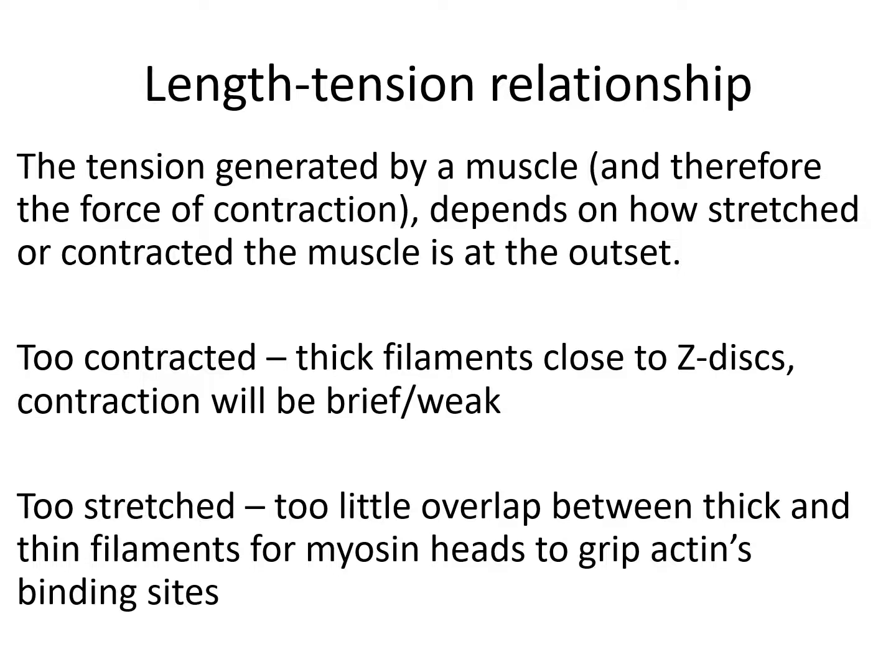So if a muscle is too contracted, that means that its thick filaments are already very close to the Z discs, which are those boundaries of an individual sarcomere. The contraction is going to be brief and weak. So you can only contract a muscle so much. If you are trying to contract a muscle more, there are physiological limitations to that, and that just has to do with the relationship of those filaments to the Z discs. If a muscle is too stretched, that means there's too little overlap between thick and thin filaments. So the myosin heads are not going to be able to maximally grip the binding sites on actin. There's just not going to be enough initial overlap there for myosin to act on actin. So that is the length-tension relationship.